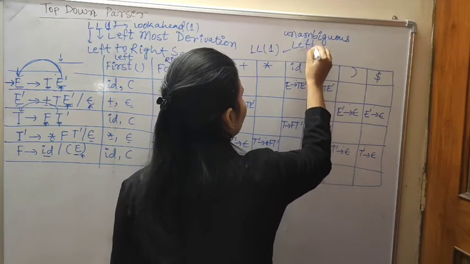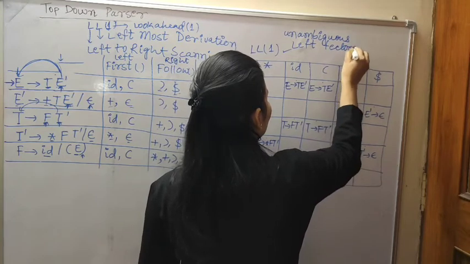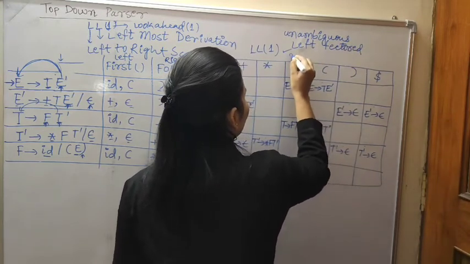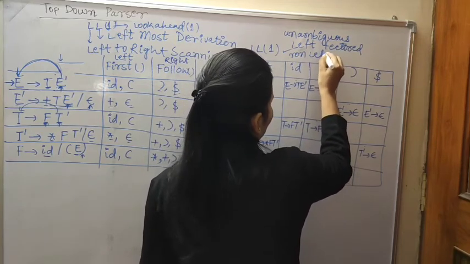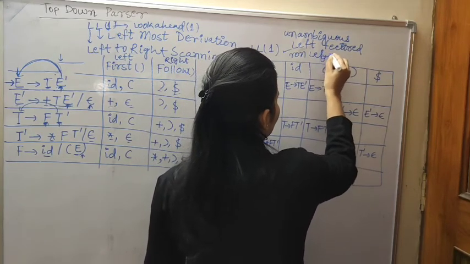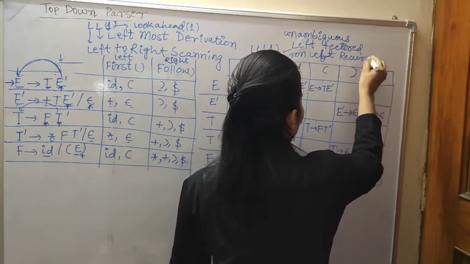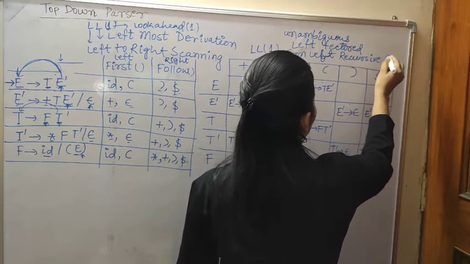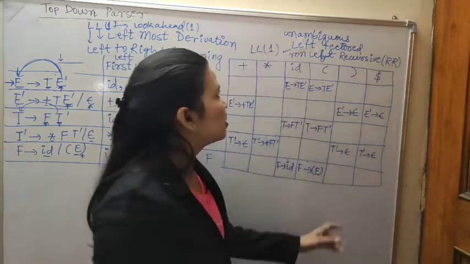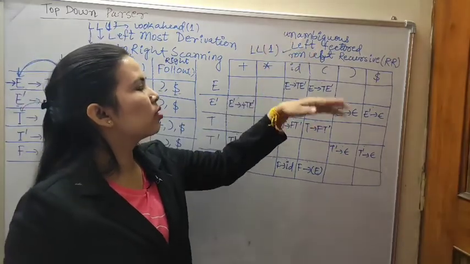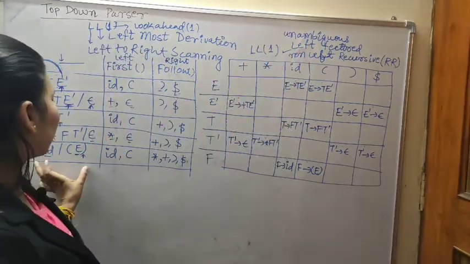left factored, and none left recursive. None left recursive means we can say that it is right recursive. If these three things are there, it's not necessary that all three things will be in the same production rule.